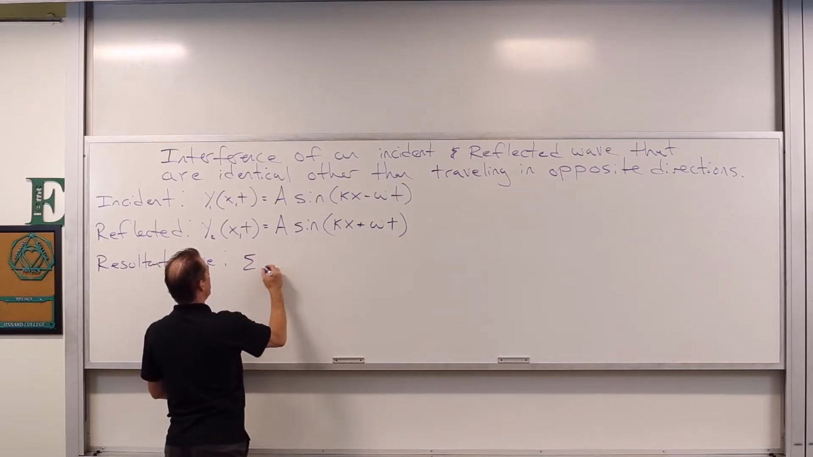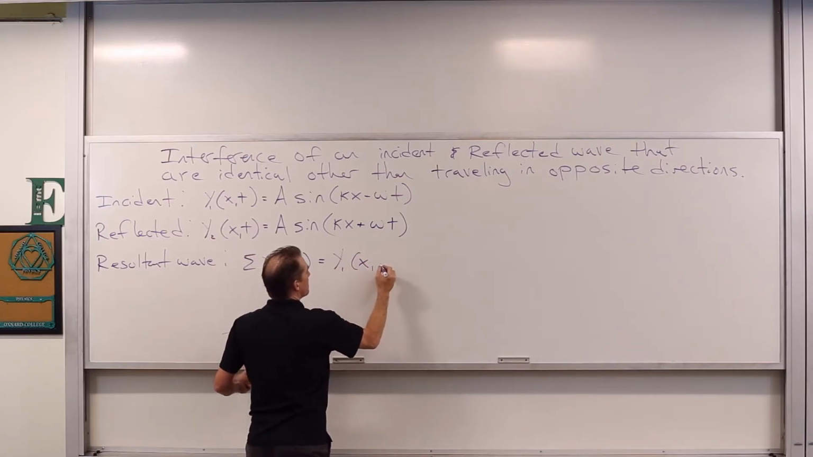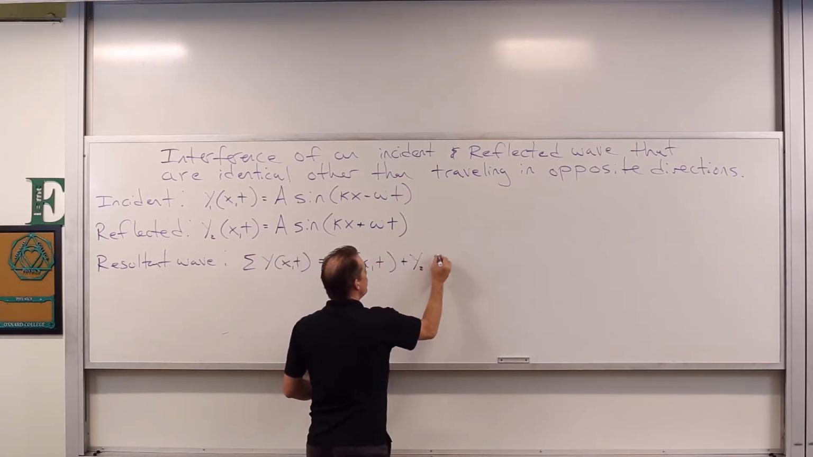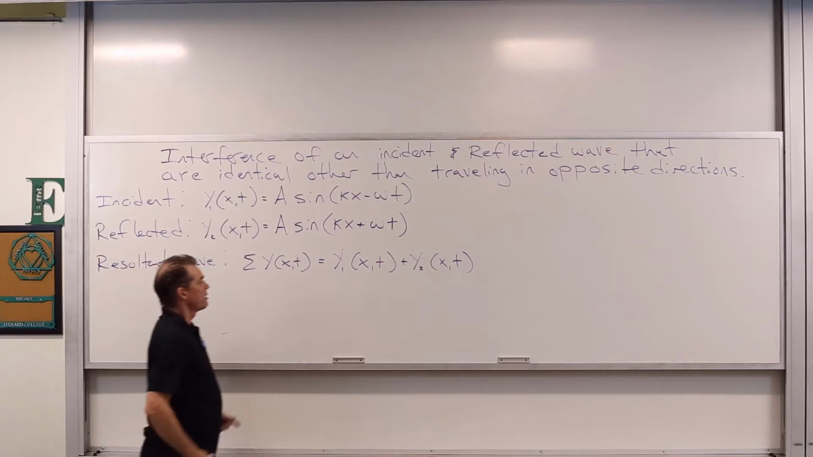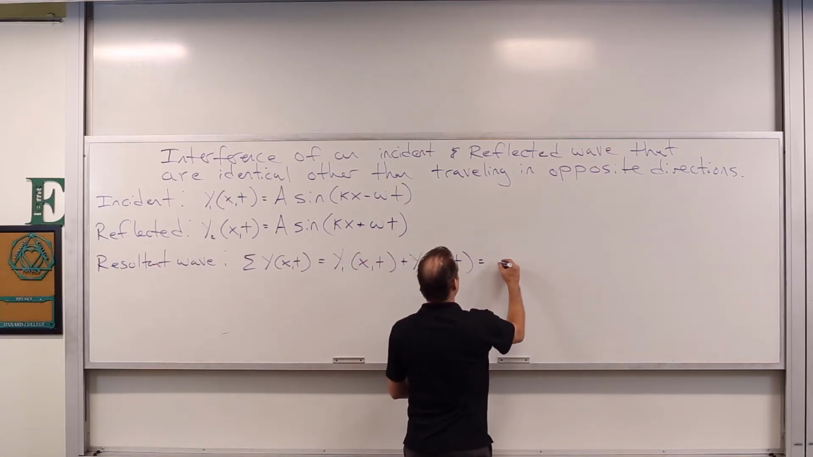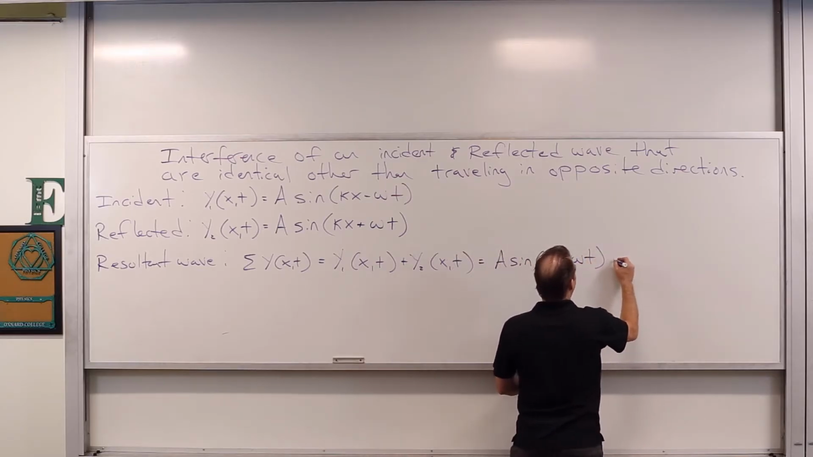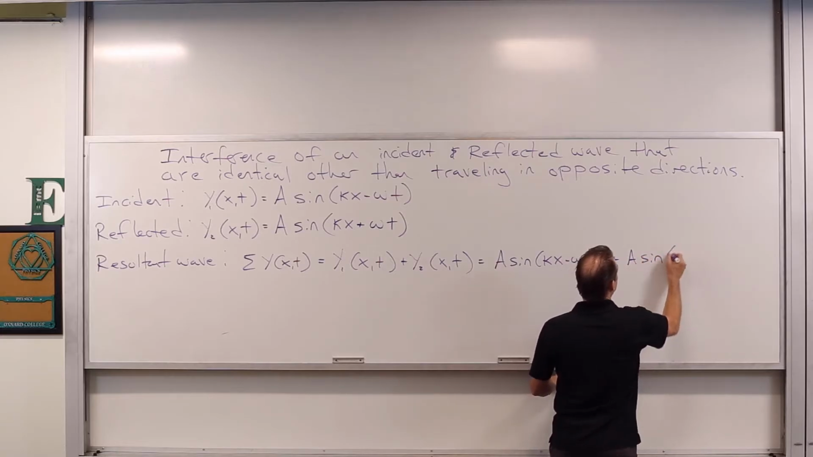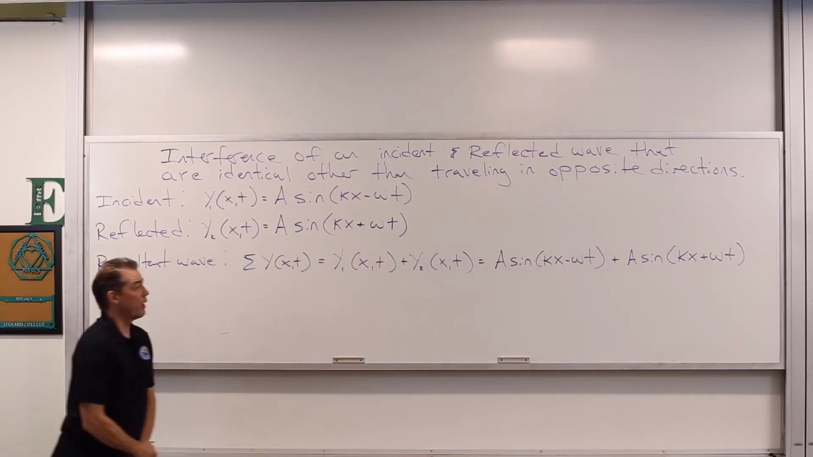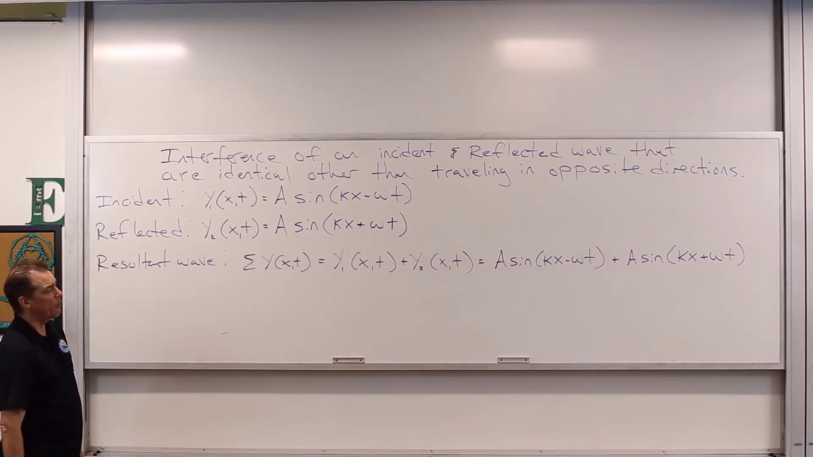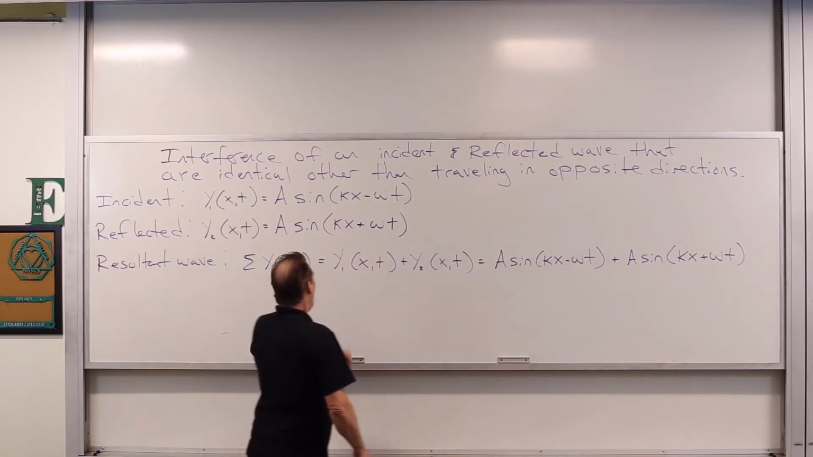So what does this do? Well, we have the resultant wave, y'(x,t), which will be equal to y1 of x and t plus y2 of x and t by the rules of superposition for waves. We just add the individual waves together. So what do we get out of this? Well, this is then going to be equal to A times the sine of kx minus omega t plus A times the sine of kx plus omega t.